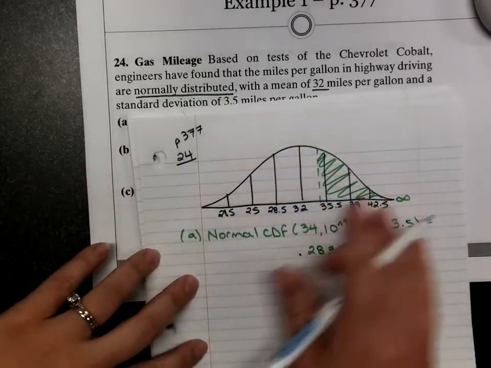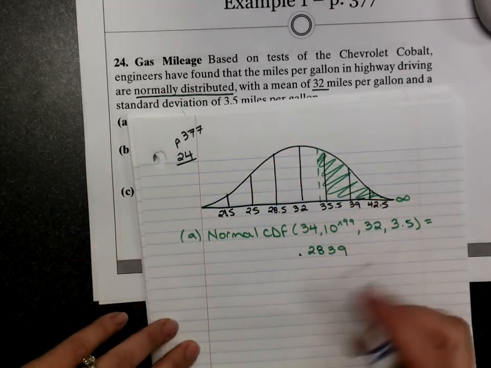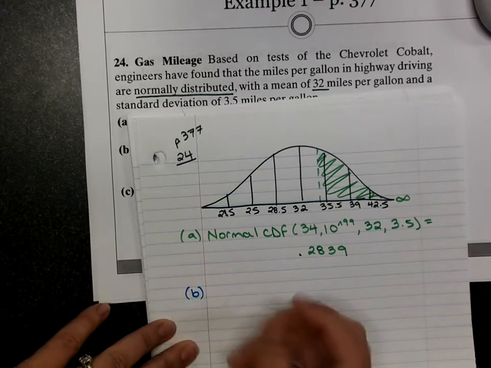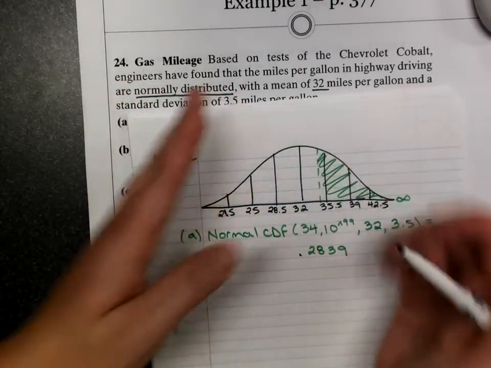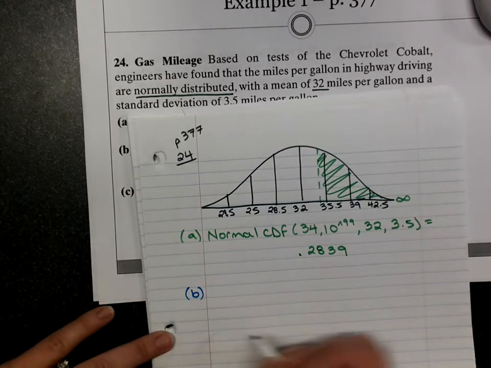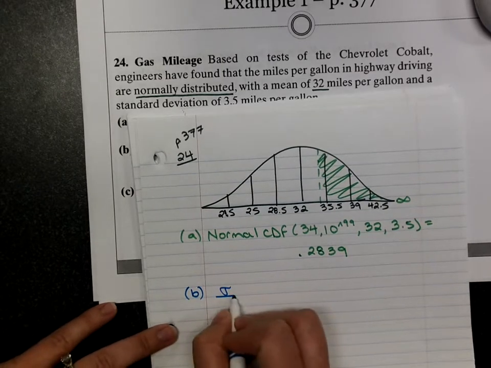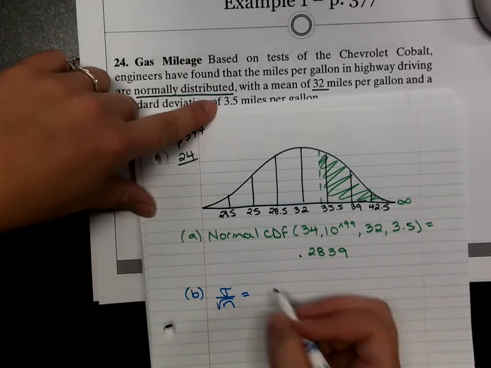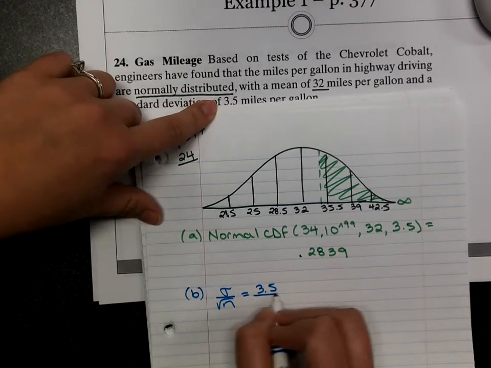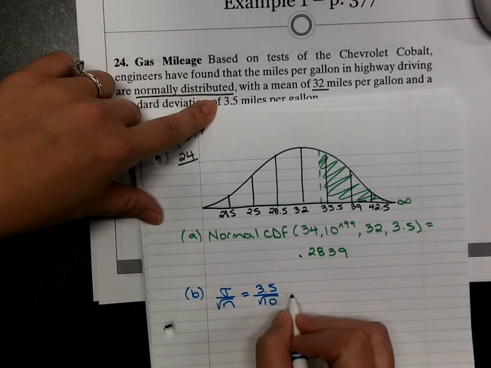Now, we're kind of looking at the same curve. However, when we want 10 Cobalts to fall in this range, our standard deviation gets smaller. So I'm going to go ahead and redraw this with the new standard deviation. Remember, we take the original and divide by the square root of the sample size. So we're going to take that original 3.5 and divide by the square root of 10.